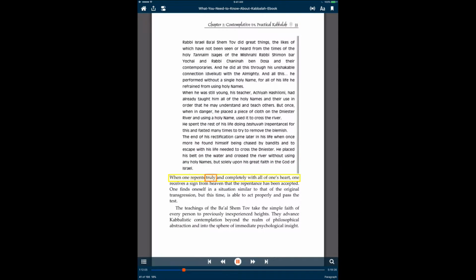When one repents truly and completely with all of one's heart, one receives a sign from heaven that the repentance has been accepted. One finds oneself in a situation similar to that of the original transgression, but this time is able to act properly and pass the test. The teachings of the Baal Shem Tov take the simple faith of every person to previously inexperienced heights. They advance Kabbalistic contemplation beyond the realm of philosophical abstraction and into the sphere of immediate psychological insight.